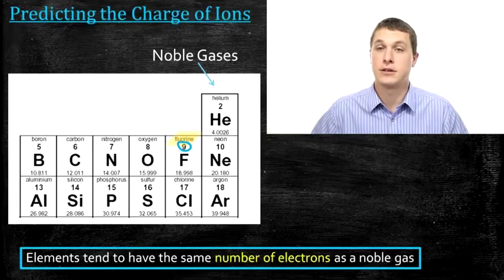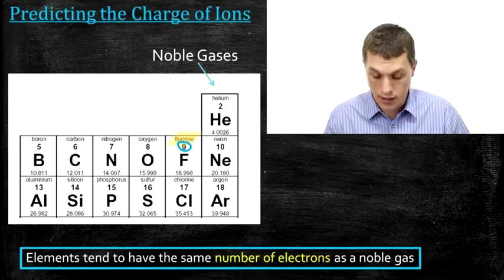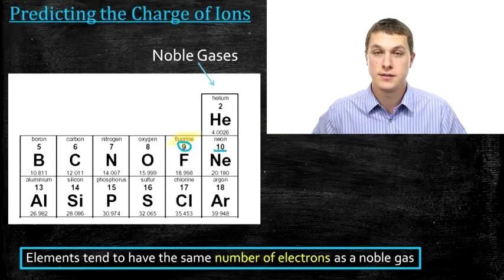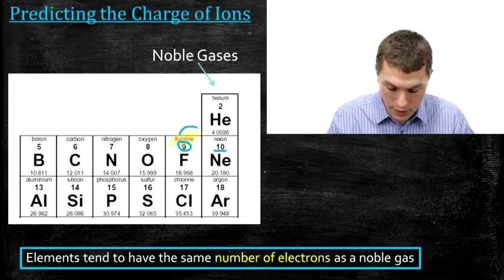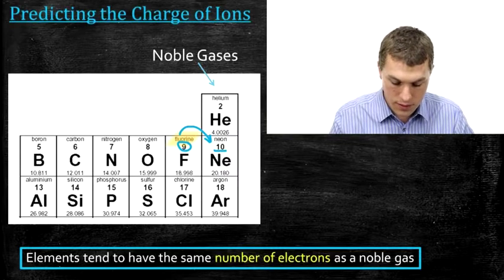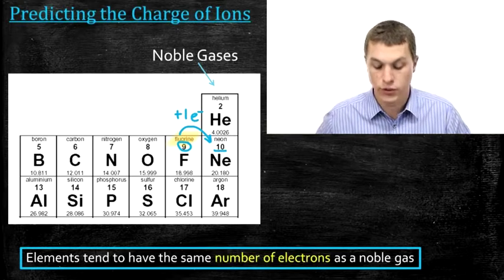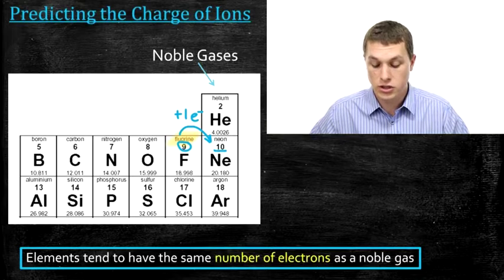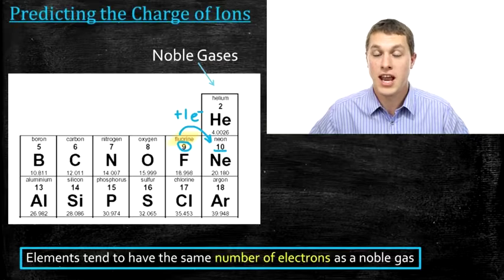Now, the key question to ask yourself is how many electrons does fluorine need to gain to look like the noble gas neon? And so if we go over and we look at neon, we see that it has 10 protons and in a neutral neon, 10 electrons. So if we go from fluorine to neon, we're going to add an electron. And remember, when you add an electron, something becomes negatively charged. So that means that fluorine tends to be charged with a -1.